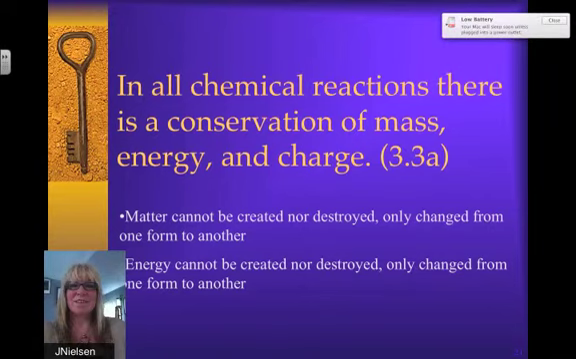Remember, in all chemical reactions there has to be a conservation of mass, charge, and energy. What we start with, we must finish with. This is called the law of conservation of mass, the law of conservation of energy, and the law of conservation of charge.